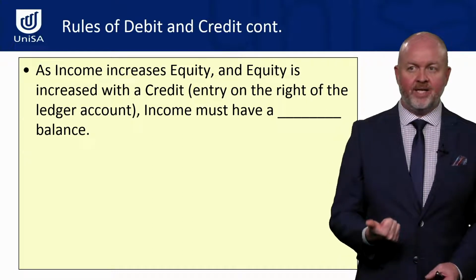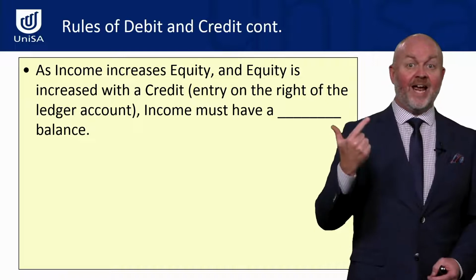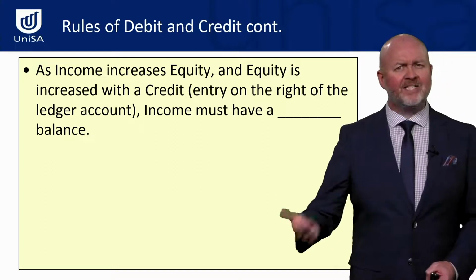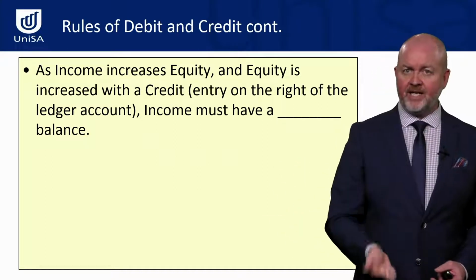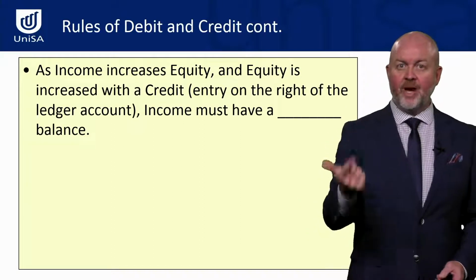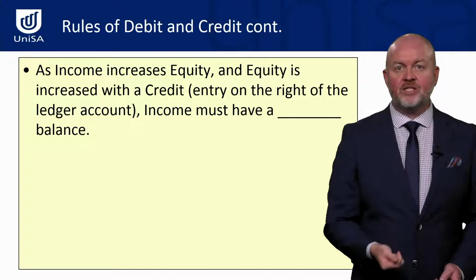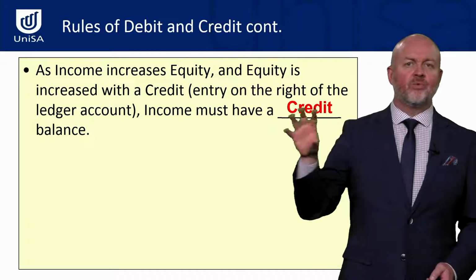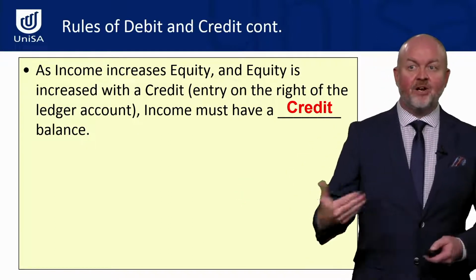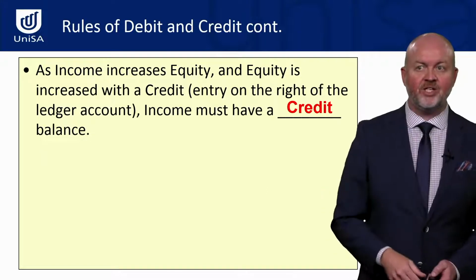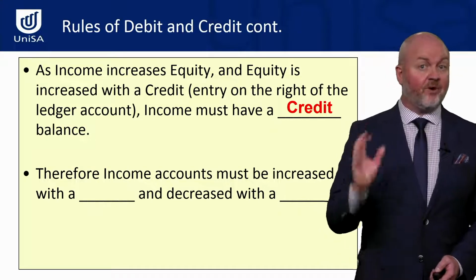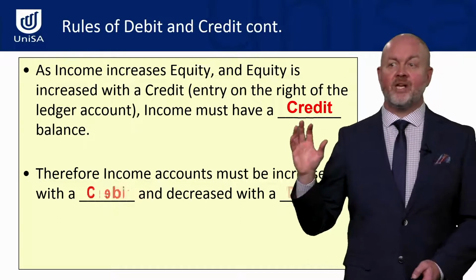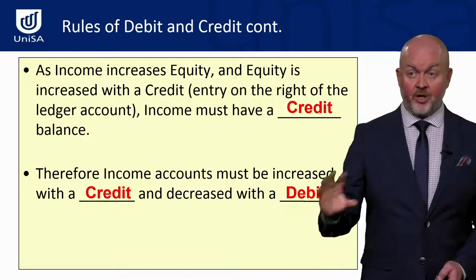So if income increases equity, and we've just determined that equity is credit in nature, therefore increased with a credit, what must income have as a balance? So let's think about it again. Income increases equity, credits increase equity. For those two things to be true, income must have a credit balance. So again, these are not additional rules as much as they're just extrapolations of the existing rules we've got, and we're just applying them to the definitions. So therefore, income accounts are credit in nature, increased with a credit, decreased with a debit.